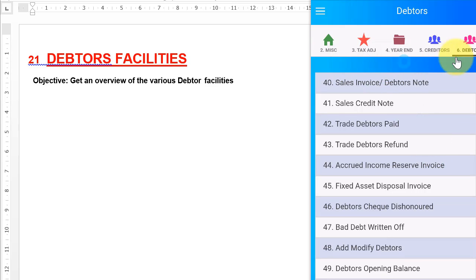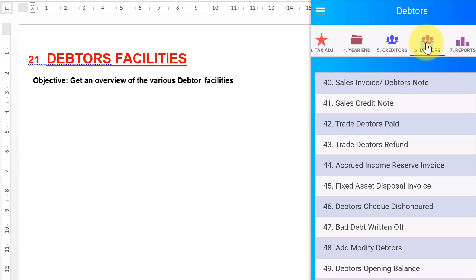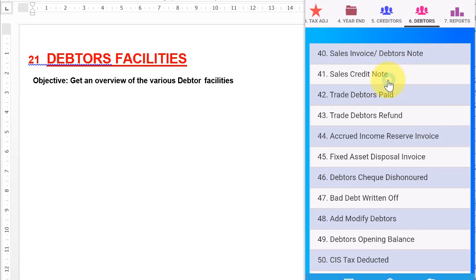Now remember, accessing these facilities is via the main menu up there. In number 5, we've got creditors facilities, and then number 6, we've got debtors facilities. The one at the top is a sales invoice, or a debit note. Now, as far as recording is concerned, the impact of a debit note and an invoice to a debtor is the same.